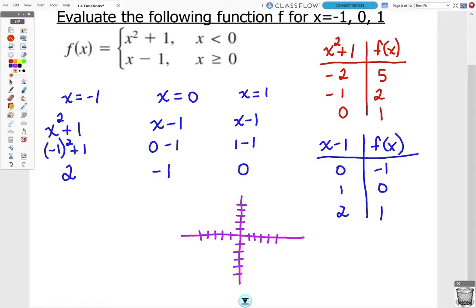We take a look at the red. The red looks like x squared plus 1, so at -2, positive 5. -1, positive 2. And then 0, 1. At 0, 1, though, it says less than 0. I cannot use 0, 1.